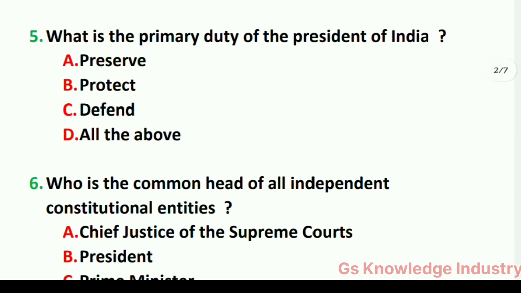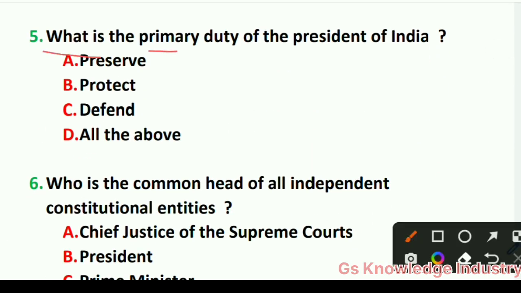Fifth question. What is the primary duty of the President of India? Option A, preserve. Option B, protect. Option C, defend. Option D, all the above. Here the right answer is option D, all the above. Preserve, protect and defend is the right answer.